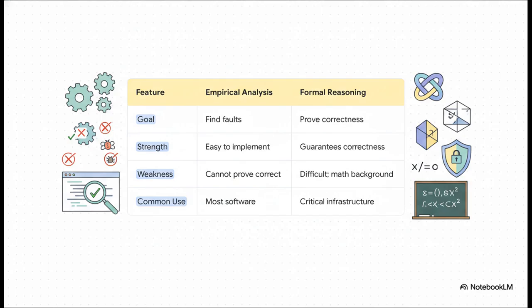Testing is easy, it's fast, and it's great at catching the most common bugs. That's why pretty much all software development relies on it. Formal reasoning, on the other hand, is really hard. It takes serious math skills. But it gives you that unbreakable guarantee, so it's saved for the really, really important stuff.